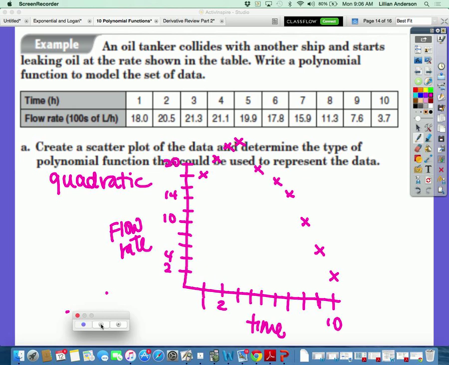What's that? Piecewise. No, not so much piecewise. They will look like two separate functions.